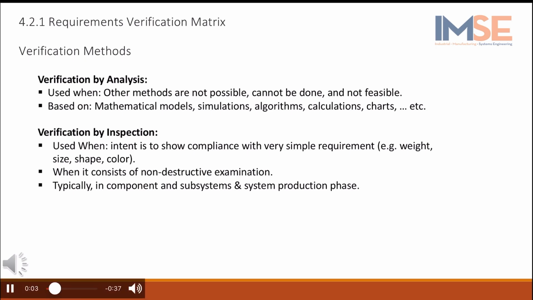First verification method is verification by analysis. It's used when other methods are not possible, cannot be done, or are not feasible. It's based on mathematical models, simulations, algorithms, calculations, charts, and so on. The second is verification by inspection. It's used when the intent is to show compliance with a very simple requirement, for example, weight, size, shape, or color. It consists of non-destructive examination, and is typically used in components and subsystems at the production phase.